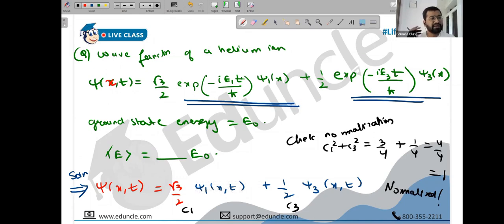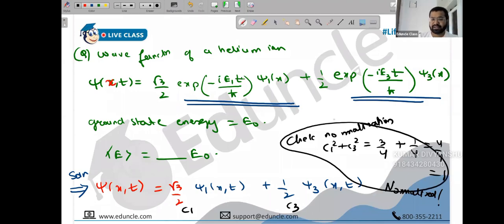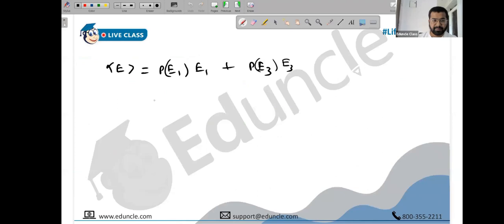Even if you don't check now, even if you directly use the formula, it is not harmful, people. You can always directly use the general formula of probability, C1 square upon C1 square plus C2 square. If it's normalized, denominator will automatically become 1. If it's not normalized, you only have the denominator. So without even checking, we don't have to check this all the time. You can directly calculate the probability. So people, you can directly say probability of E1 is C1 square upon C1 square plus C2 square. You don't actually have to check normalization all the time, unless required or asked in the question.